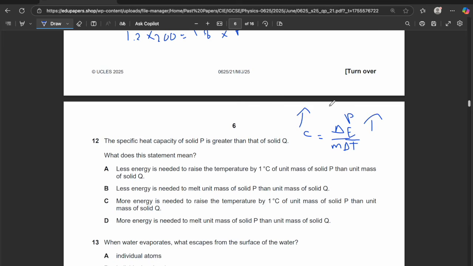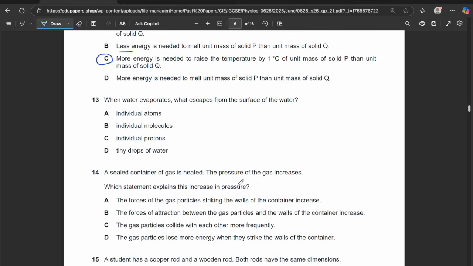B, less energy is needed to melt a unit mass of solid P than unit mass of solid Q. Specific heat capacity isn't really about melting, but still this is wrong because of less energy. C, more energy is needed to raise the temperature by 1 degree Celsius of unit mass of solid P than unit mass of solid Q. So this is what we're looking for. Answer is C. And more energy is needed to melt? Again, specific heat capacity has nothing to do with melting.